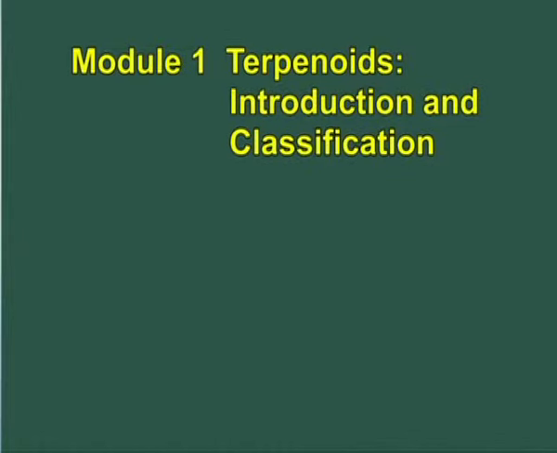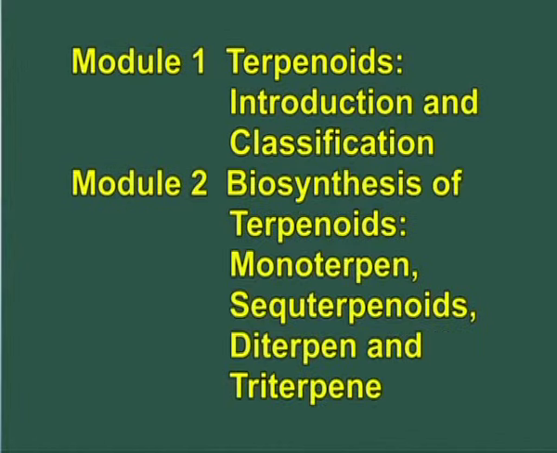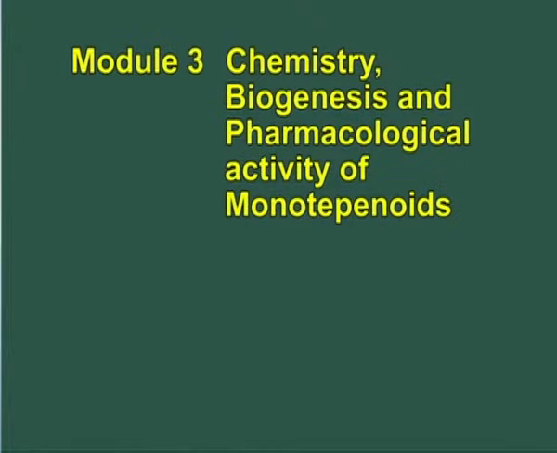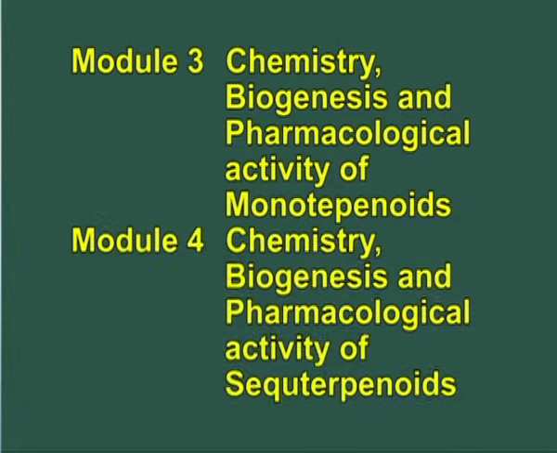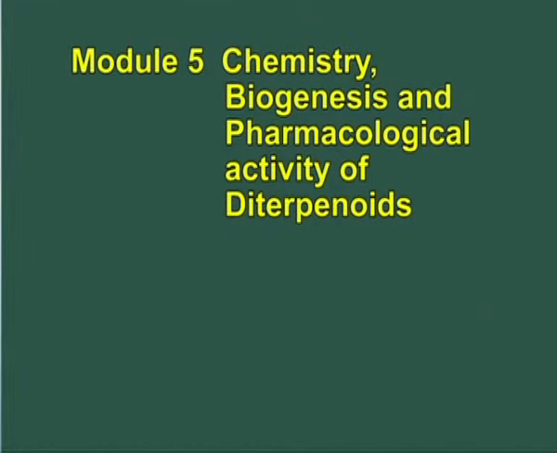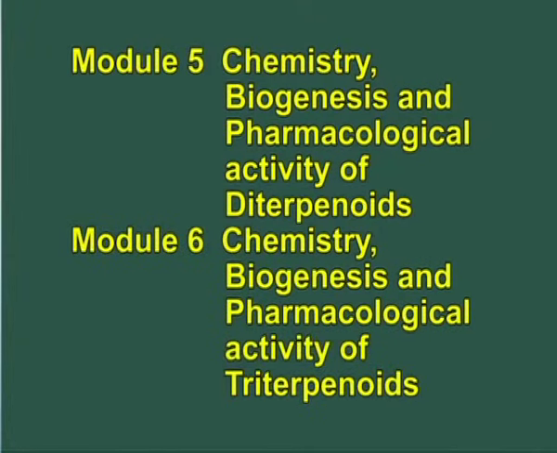Let's start our episode while taking a look at what we are going to learn today. Module 1, Terpenoids, Introduction and Classification. Module 2, Biosynthesis of terpenoids, monoterpene, sesquiterpenoids, diterpenes and triterpenes. Module 3, Chemistry, Biogenesis and Pharmacological Activity of monoterpenoids. Module 4, the same for sesquiterpenoids. Module 5, the same for diterpenoids. Module 6, the same for triterpenoids.